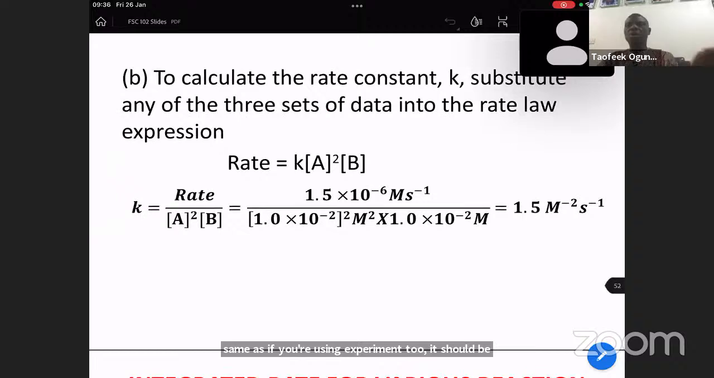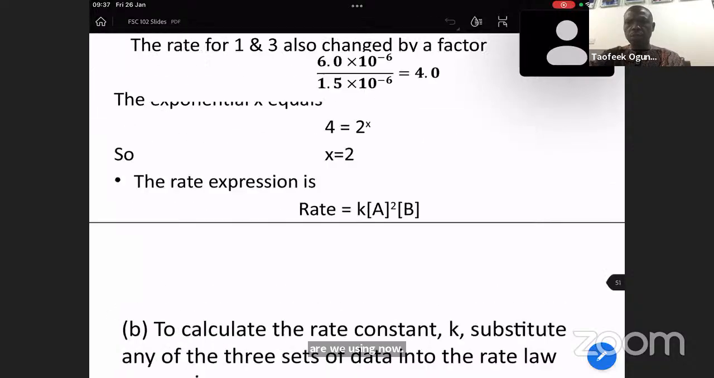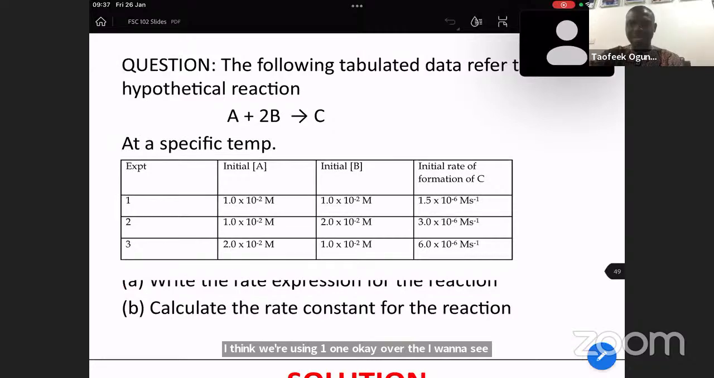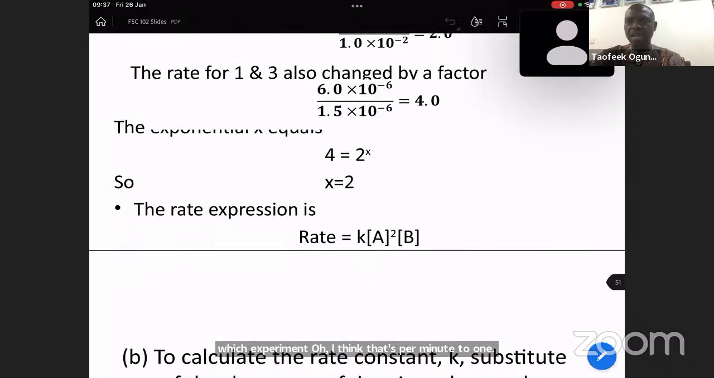So now, in this case, I think we're using experiment 1 to calculate the rate constant. Substitute any of these 3 sets of data into the rate law. I'm trying to find out which one we are using now. Okay, hold on. I want to see which experiment. Oh, I think experiment 1. Experiment 1 is used there.